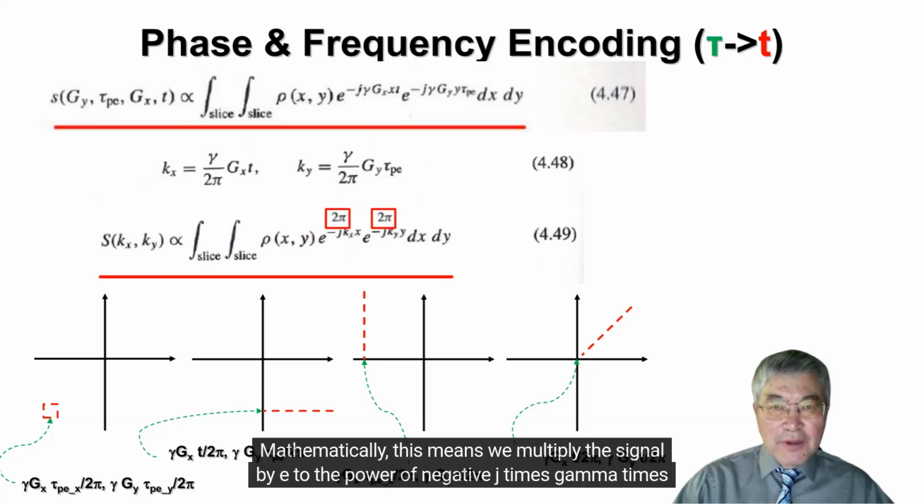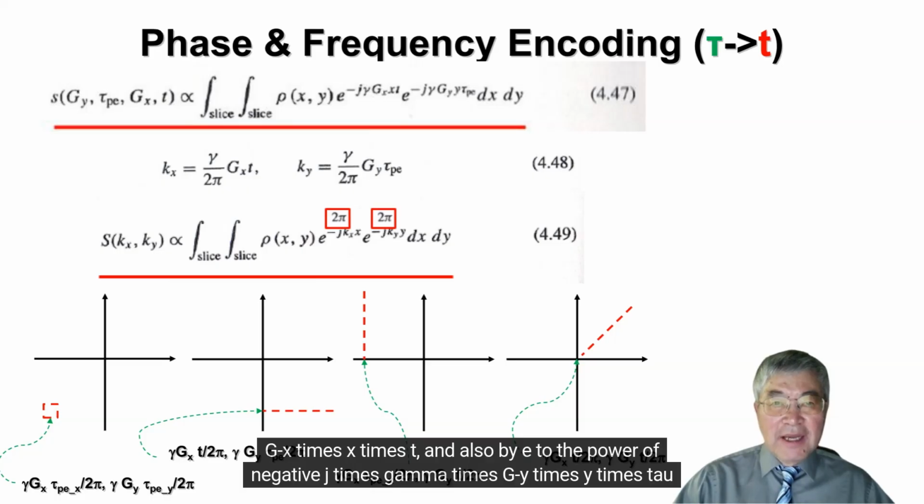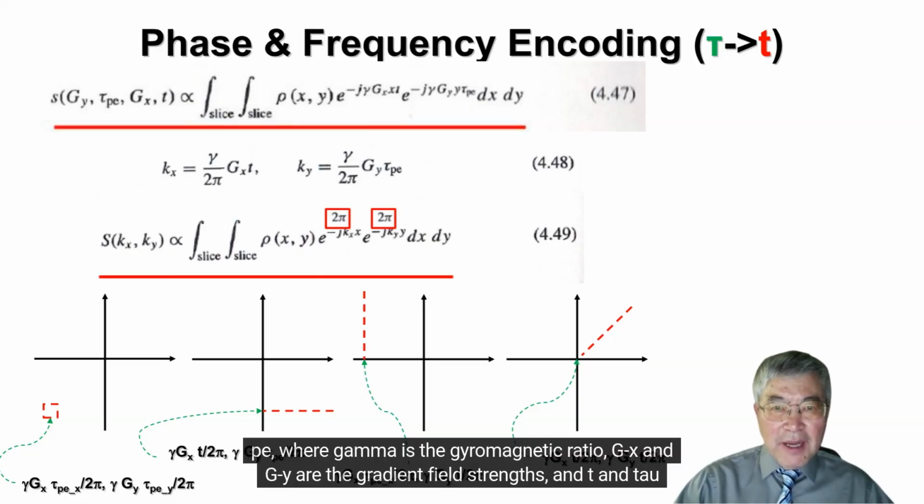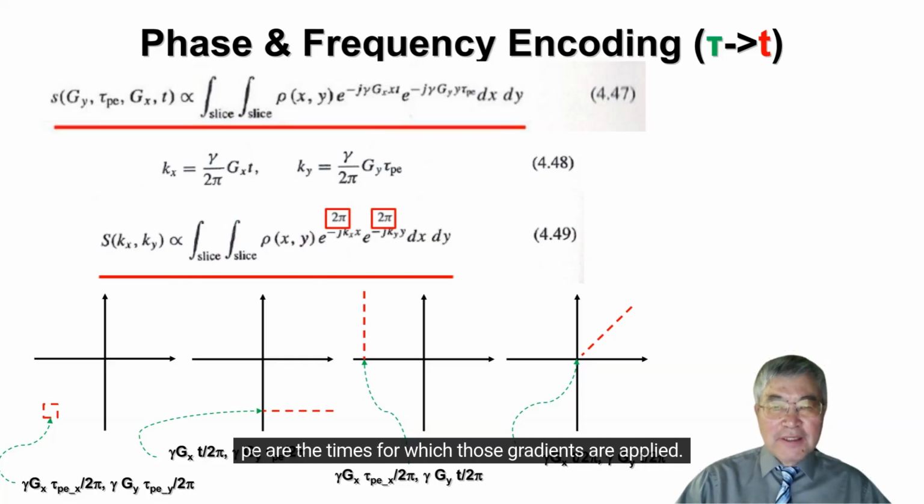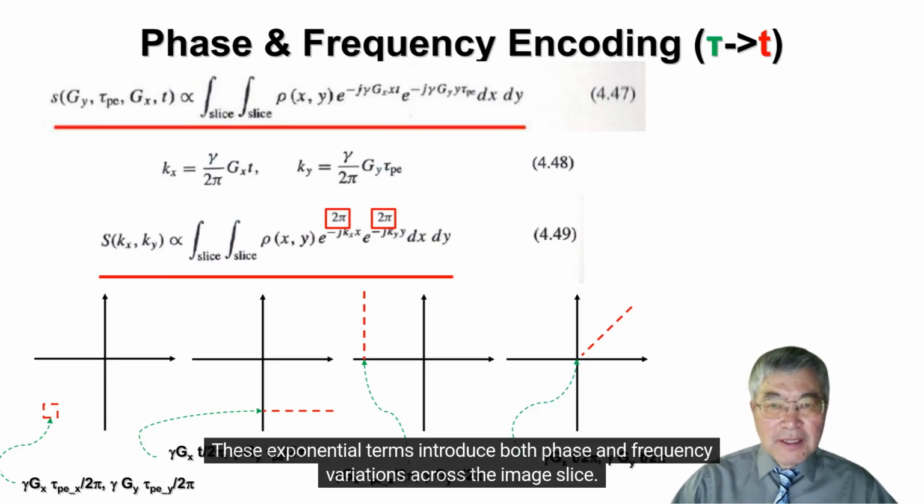Mathematically, this means we multiply the signal by e to the power of negative j times gamma times gx times x times t, and also by e to the power of negative j times gamma times gy times y times tau p, where gamma is the gyromagnetic ratio, gx and gy are the gradient field strengths, and t and tau p are the times for which those gradients are applied. These exponential terms introduce both phase and frequency variations across the image slice.